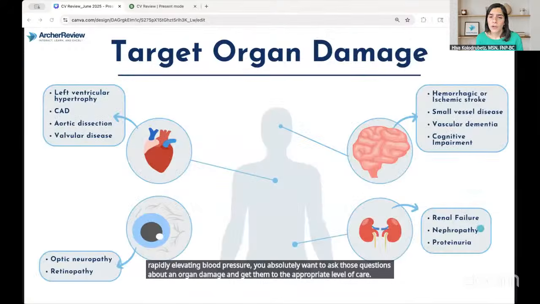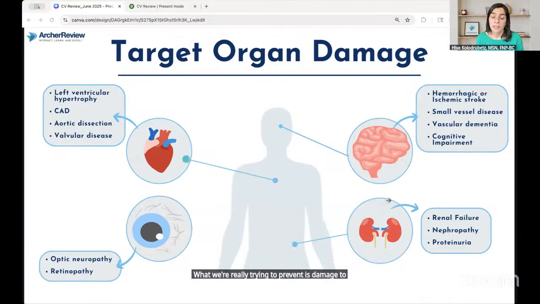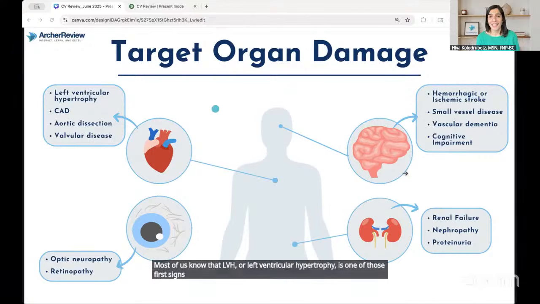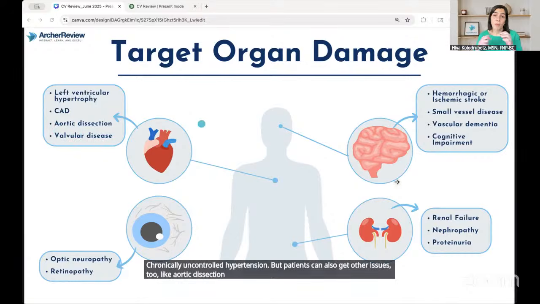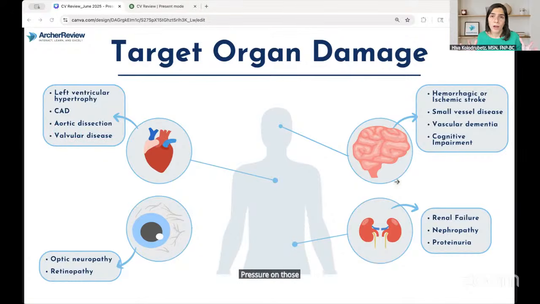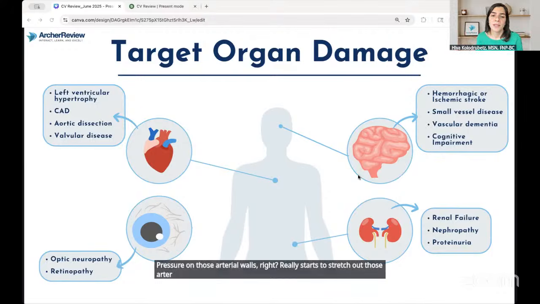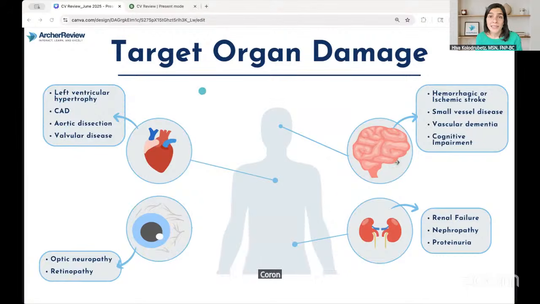What we're really trying to prevent is damage to the heart. Most of us know that LVH, or left ventricular hypertrophy, is one of those first signs on an EKG when patients have chronically uncontrolled hypertension. But patients can also get other issues too, like aortic dissection. Remember that pressure on those arterial walls, right? It really starts to stretch out those arterial walls, and you can get a lot of things like dissection, valvular disease, coronary artery disease, especially if they also have some hyperlipidemia.